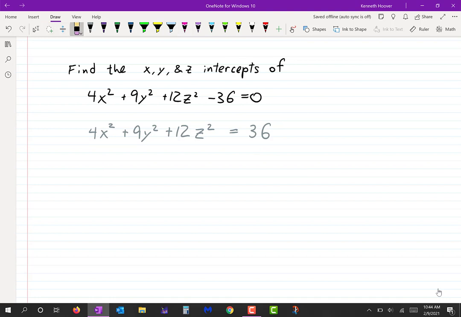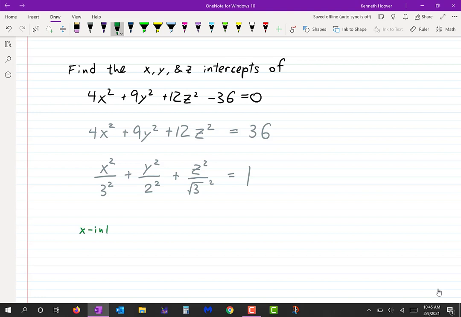We get x squared divided by 9 plus y squared divided by 4, which is 2 squared, plus z squared divided by 3, which is the square root of 3 squared, equals 1. So now it's very easy to answer this.